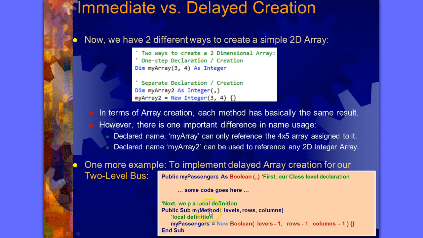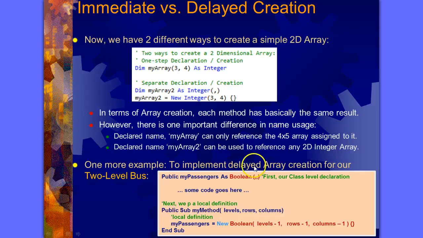So one more example. I guess he's saying we have a two-level bus. So you know, a regular bus that you ride on, but let's say it has the bottom level and the top level. So we can say there are three dimensions for this bus, right? Because you have two aisles, and then you have two levels, upper level and lower level. So you have three dimensions.